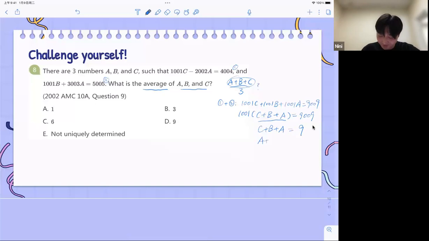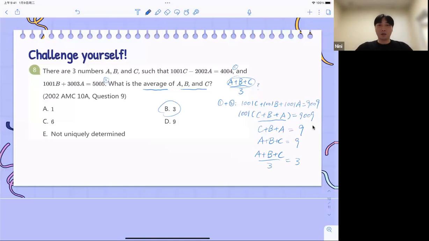We follow the sequence of these letters. That will be clearer for us. So this is 9. We know that this is 9 and we need to know the average. This would be the average. So let's divide them by 3. And it's 3, right? So that means B would be our answer today.